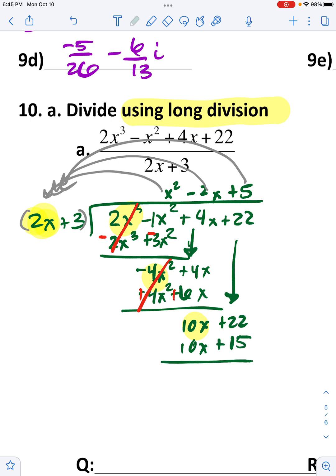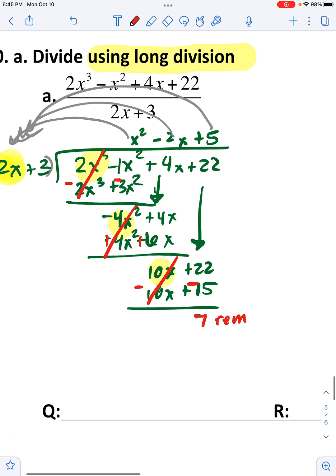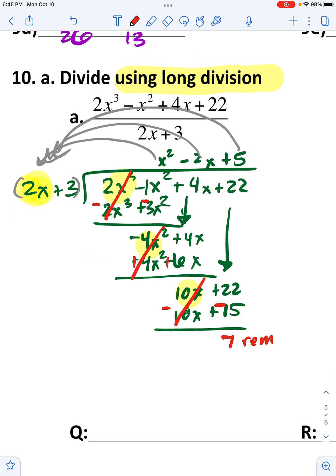So when I come along to subtract the bottom row, this cancels as it has to, but this next part doesn't. I get 22 minus 15, which is 7. That is left over, and that is my remainder. So it is not going to say QR on the test. It is going to say to write your answer in proper form.